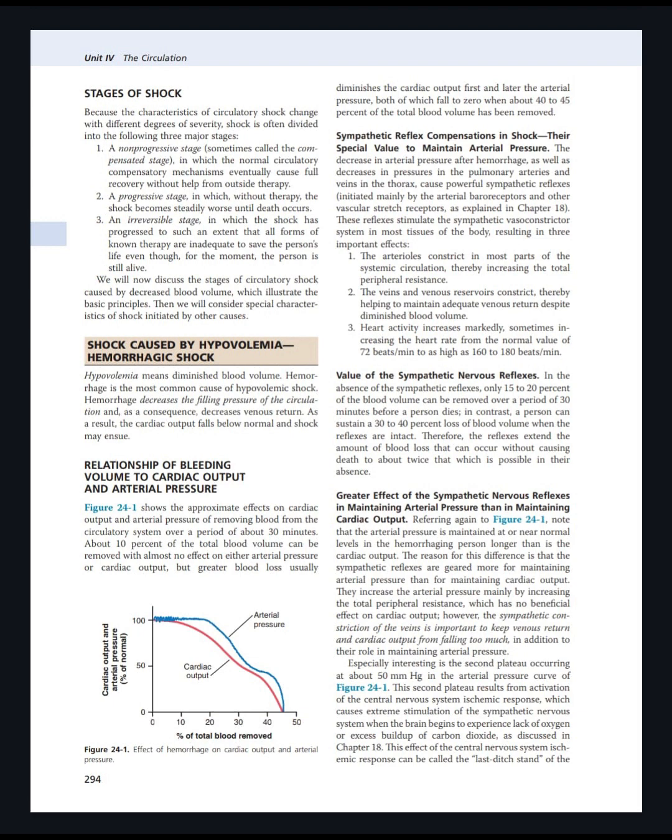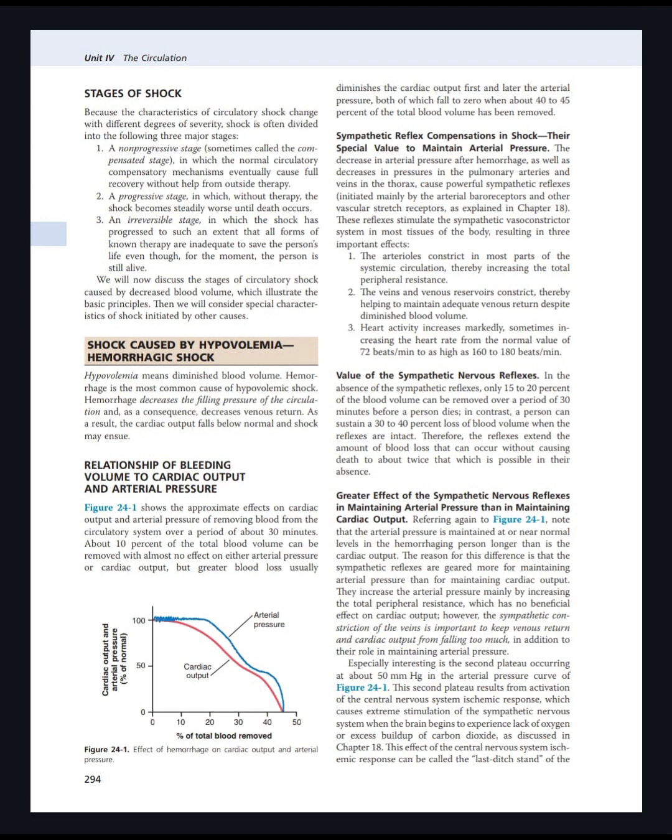The arteries will constrict in most parts of the systemic circulation, thereby increasing the total peripheral resistance. The veins and the venous reservoir constrict, thereby helping to maintain adequate venous return despite diminished blood volume. Heart activity increases markedly, sometimes increasing the heart rate from a normal value of 72 beats per minute to as high as 160 to 180 beats per minute.